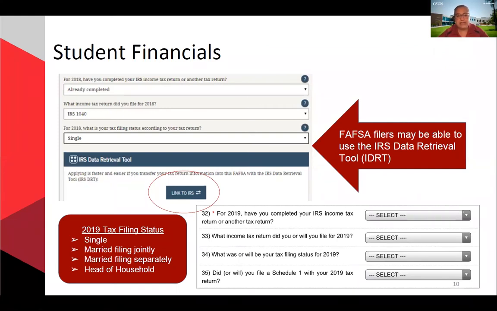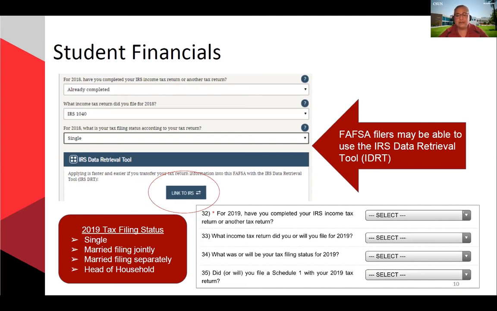So you'll see here on this page that the first question is asking, have you completed your IRS tax return or another tax return? The different options are, I have already completed my return, I will file, or I'm not going to file. Of course, the IRS data retrieval tool is for students who have already filed a 2019 tax return. So if you indicate that you've already filed a tax return, different questions will populate until you'll see that blue square that says IRS data retrieval tool, and you'll click that link to IRS.